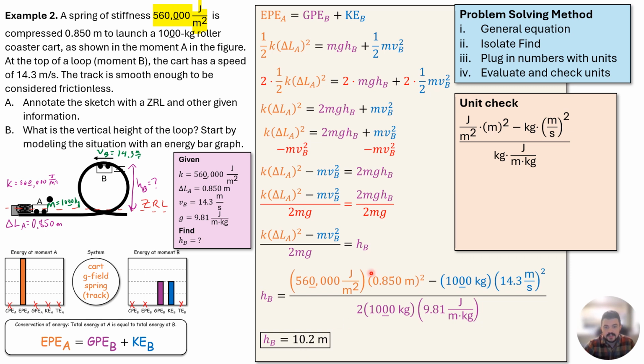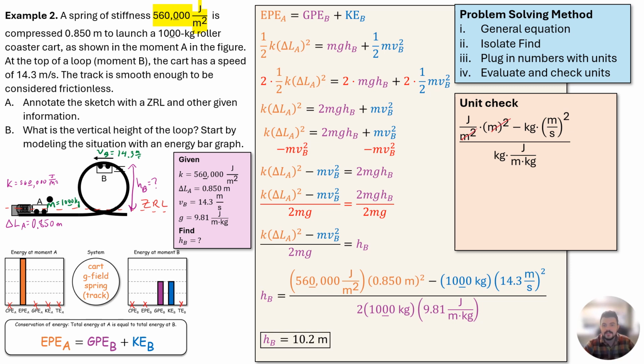The orange expression has joules per meter squared times meters squared. So that's this term here. The blue stuff has kilograms times meters per second. That gets squared. So that's kilograms times meters per second quantity squared. The denominator has a unitless 2 multiplied by kilograms multiplied by a joules over meters times kilograms. So that's this stuff down here. Let's take that apart one at a time.